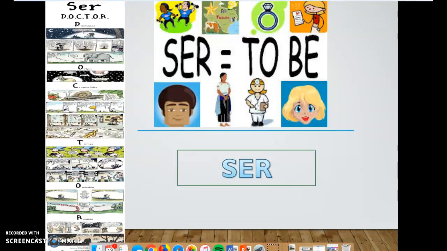Now, unlike in English, in Spanish there are two different verbs that we use to describe to be. For example, ser and estar. Today we'll be discussing the verb ser. If you ever need to know when to use ser, just think of doctor. We'll get to that in 1 second.